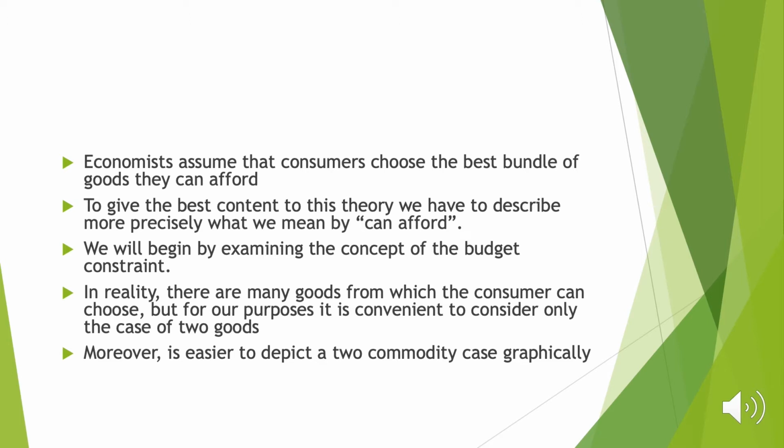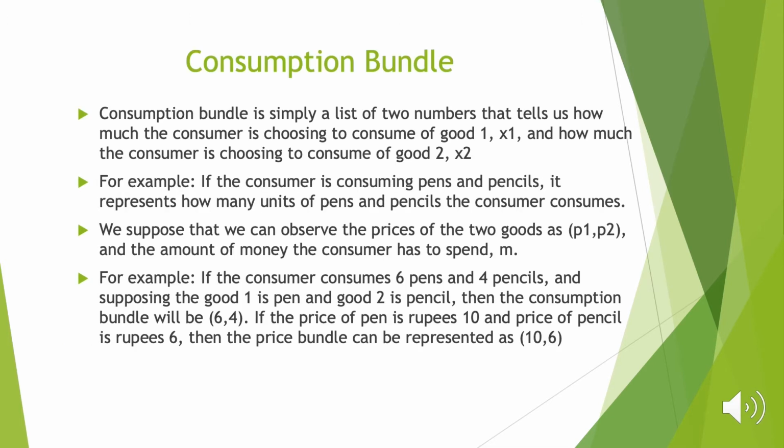In reality, there are many goods from which the consumer can choose. But for our purposes, it is convenient to consider only the case of two goods. Moreover, it is easier to depict a two-commodity case graphically. A consumption bundle is simply a list of two numbers that tells us how much the consumer is choosing to consume of good 1, x1, and how much the consumer is choosing to consume of good 2, x2.